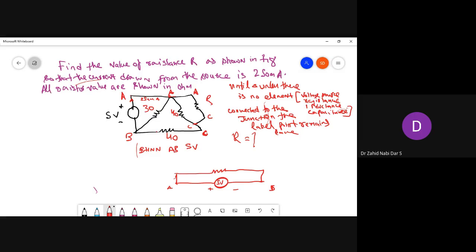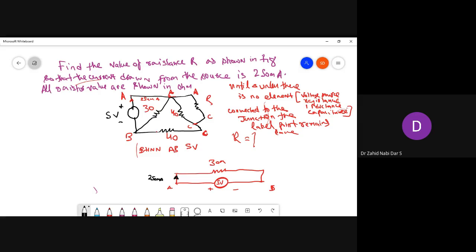Now if the 30 ohm resistor is between point AB, the current entering this point AB happens to be how much? The current entering this point AB happens to be around 250 milliamperes. So this happens to be 250 milliamperes. Now one more thing is that now you have to go again.